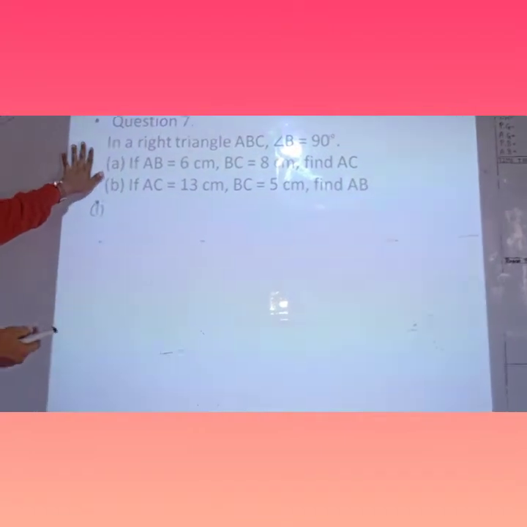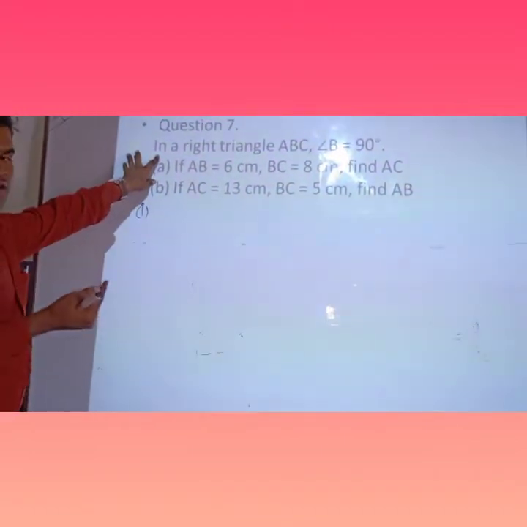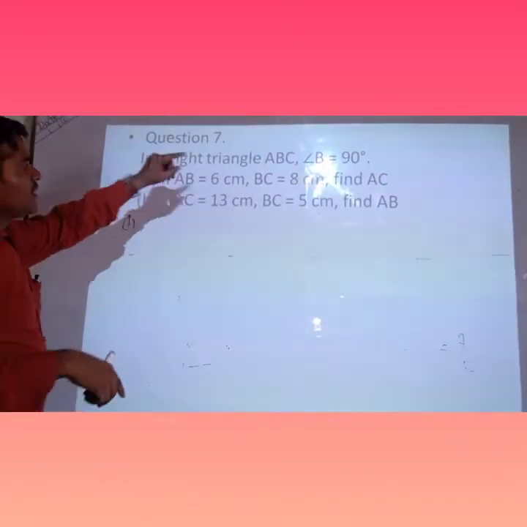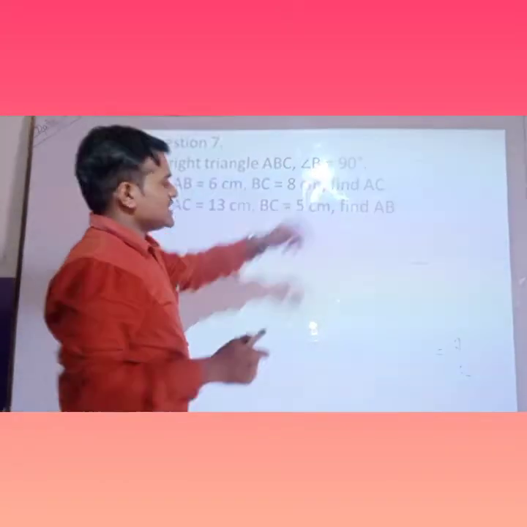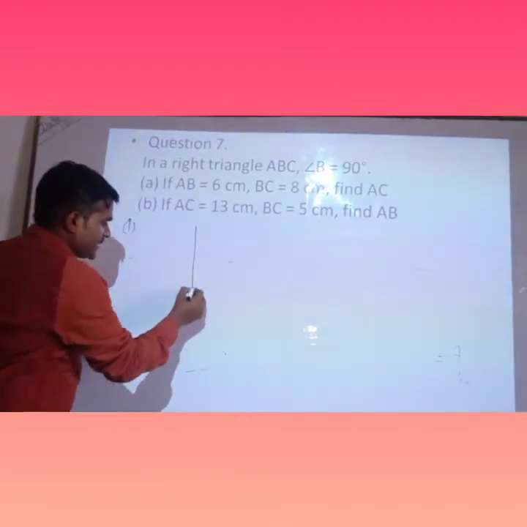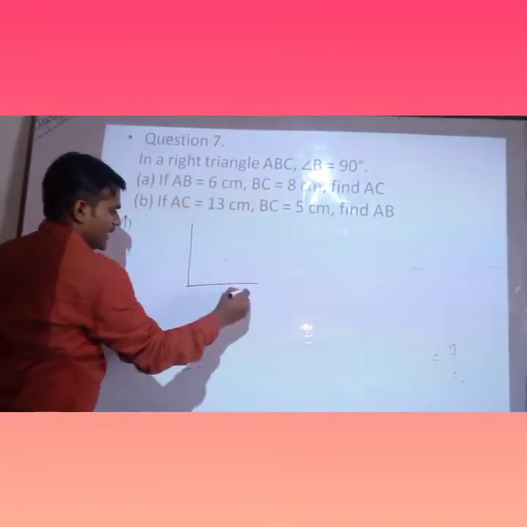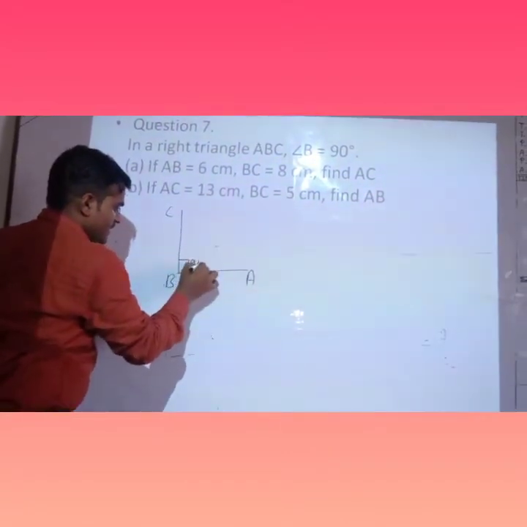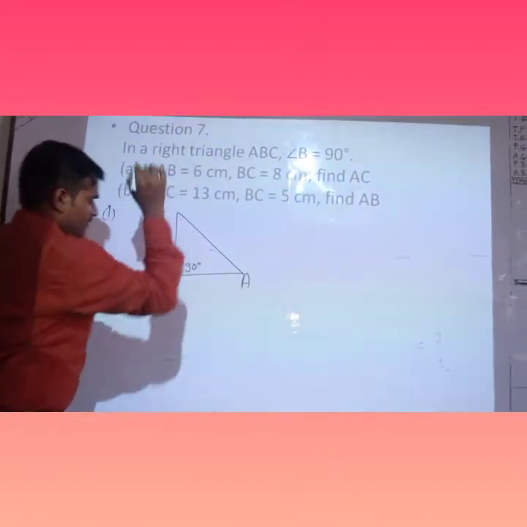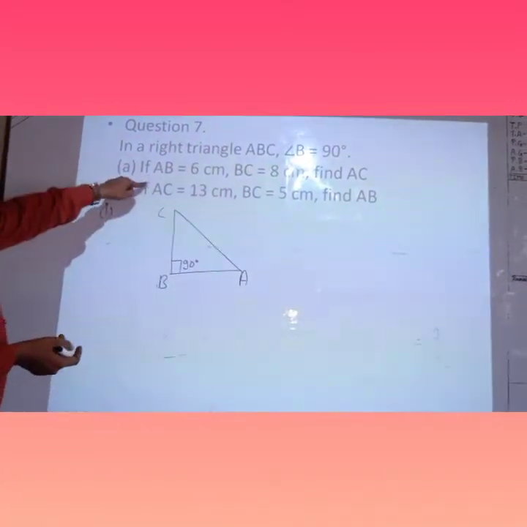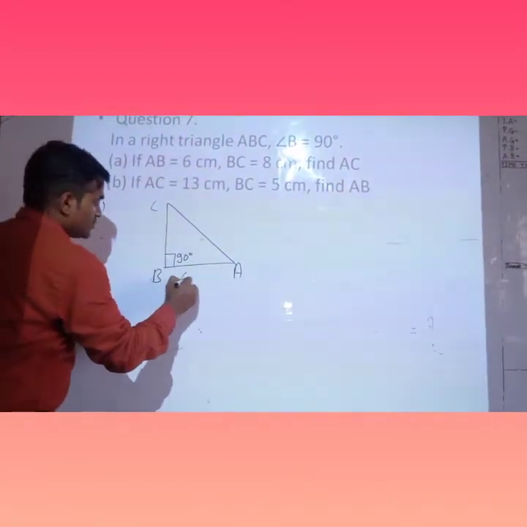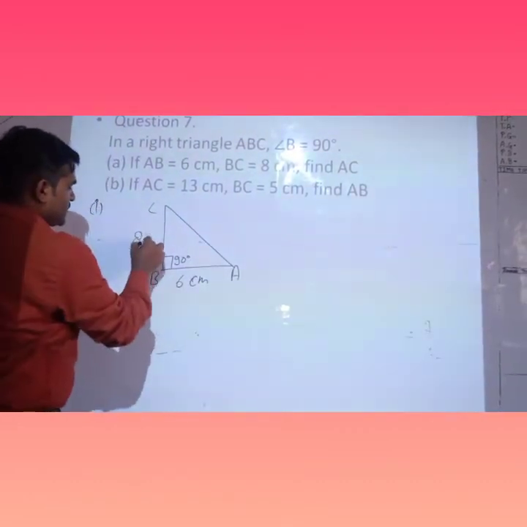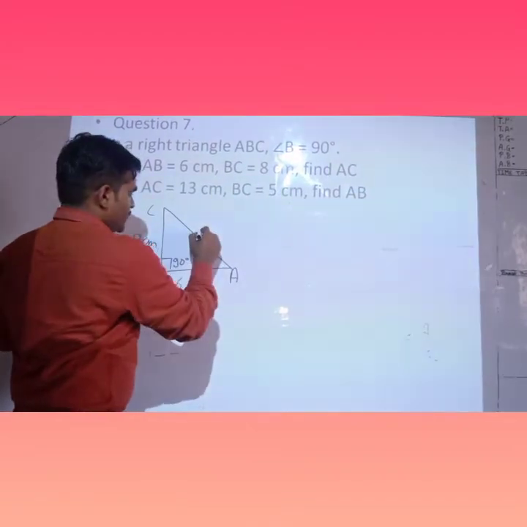Question number 7. In a right triangle, what do you mean by right triangle? It means one angle is 90 degrees. In triangle ABC, angle B measures 90 degrees. If AB is equal to 6 centimeter, BC is equal to 8 centimeter, find AC. We have to find this side.